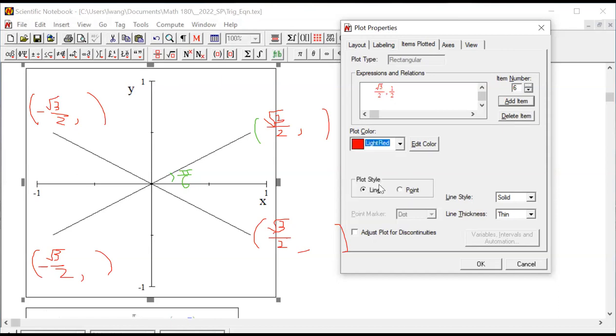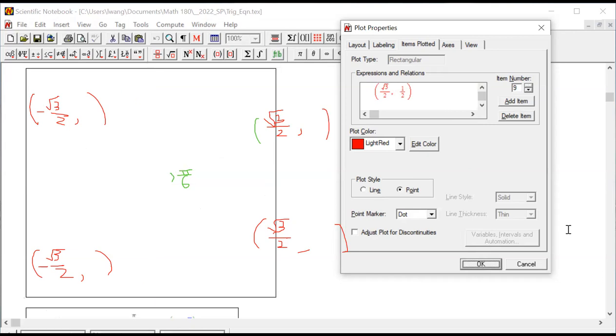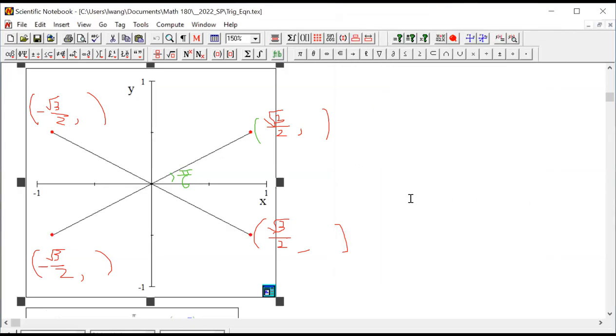Make it a red dot. So 1, 2, 3, 4, all 4 dots are marked. So that's pretty clear to demonstrate that you understand.